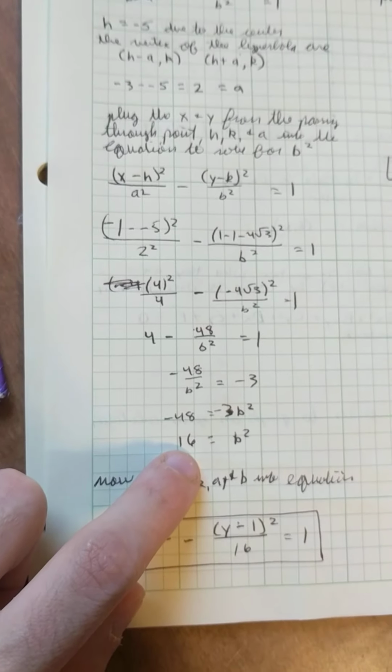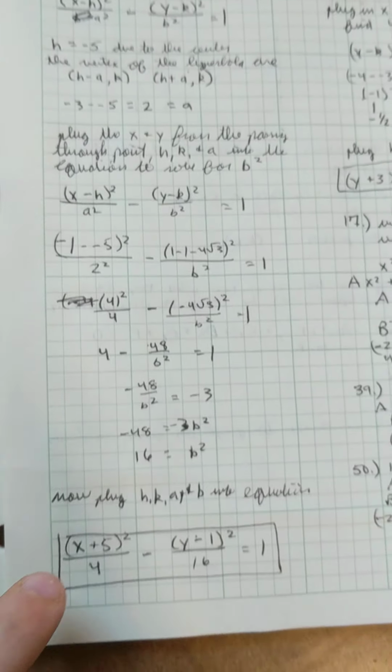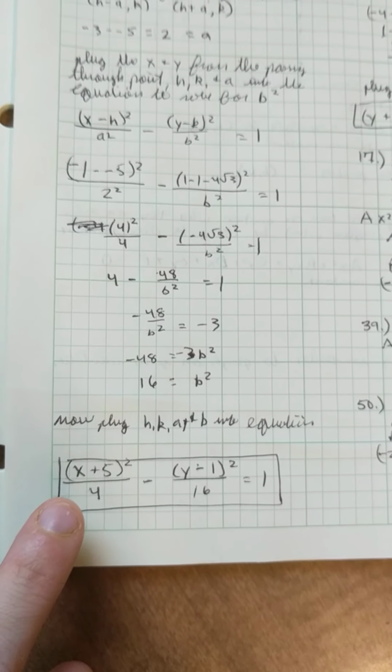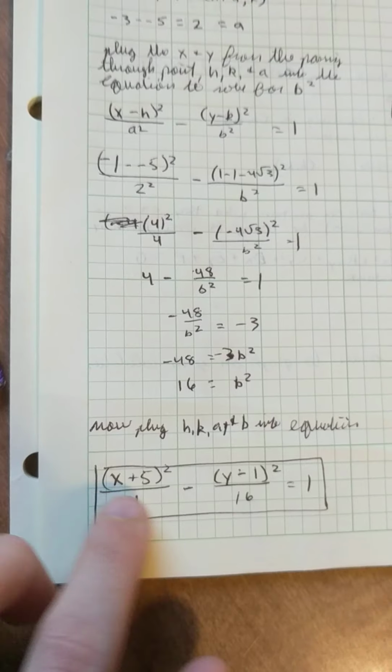We could go ahead and solve for b here, but if you look in our equation, all we need is b squared. So in our final step of this, we're going to plug our h, k, a, and b into our equation and get this form of the hyperbola.